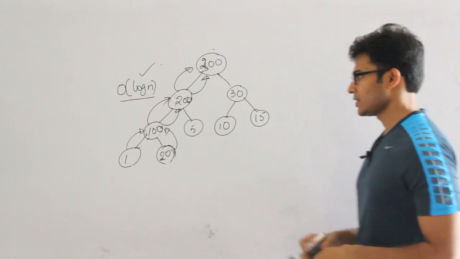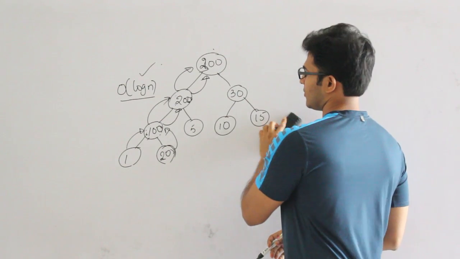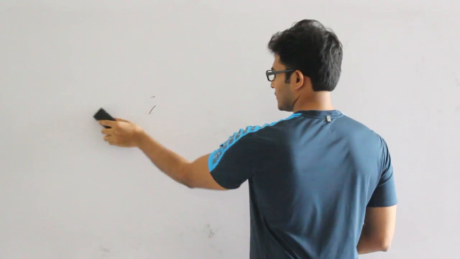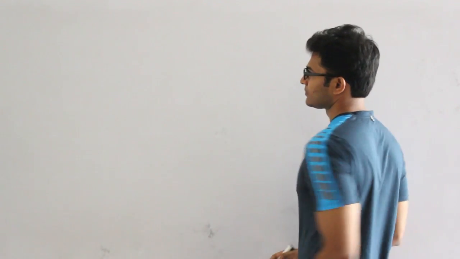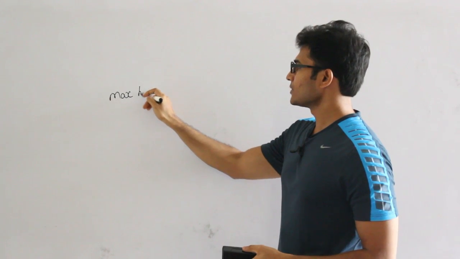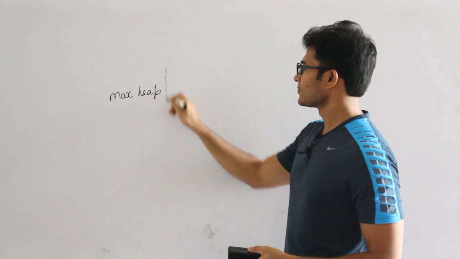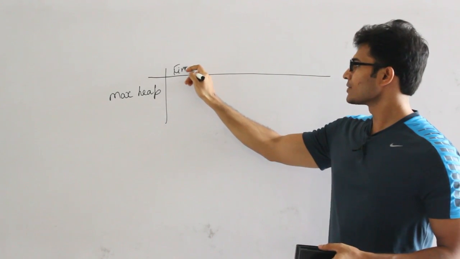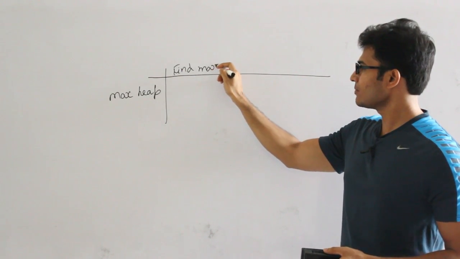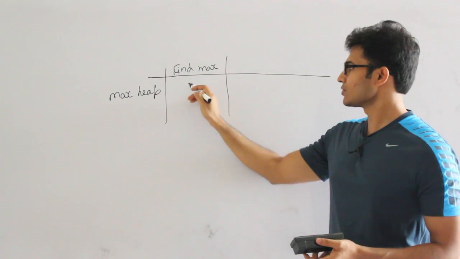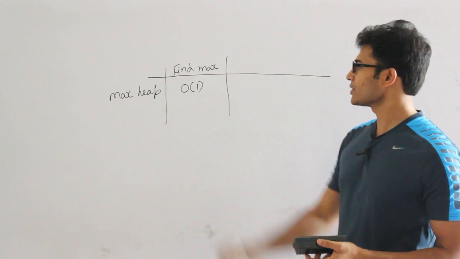So if you just see the various operations that we have seen on a heap, we shall see what time complexity is required by each. Let us say the given heap is a max heap. On a max heap, if I want to find the maximum element, directly the first element is the maximum element. So it is going to take order of 1 time, constant time.